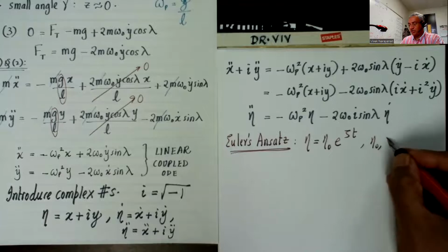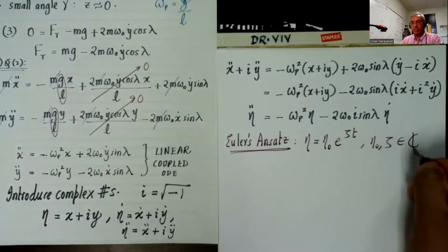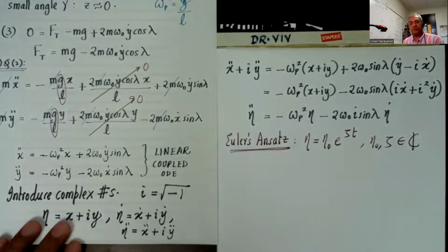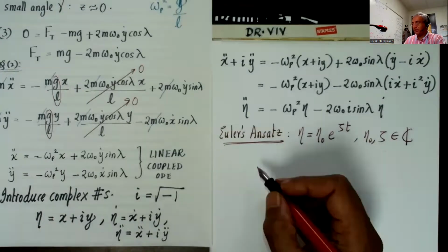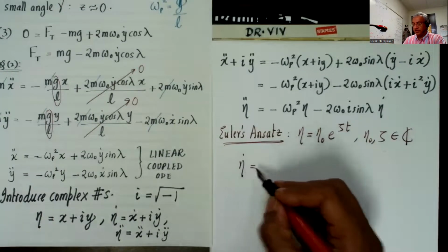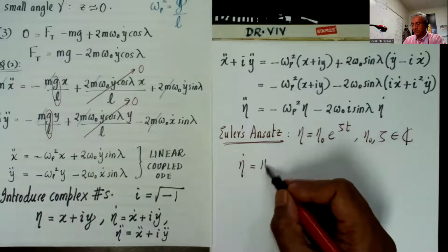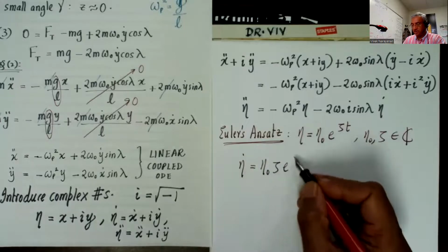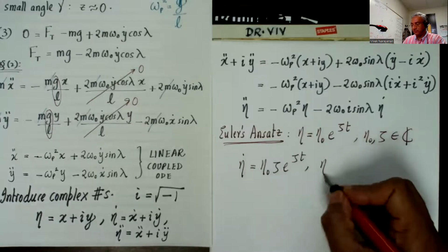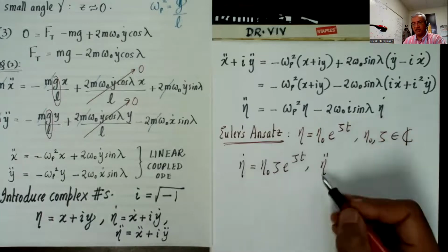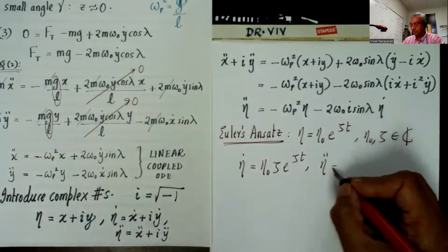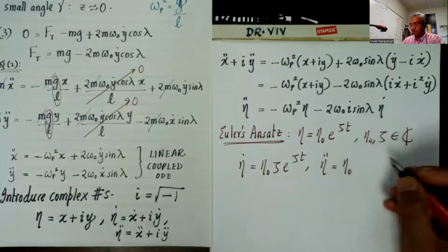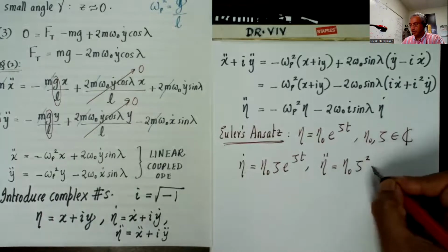Where eta naught and zeta are both complex numbers at this point. So let's put Euler's ansatz inside. If you take the first derivative, you're going to get eta naught zeta e to the zeta t. And for the second derivative, you need the first derivative there and you need the second derivative here. So I might as well do it right now. That's eta naught zeta squared e to the zeta t.